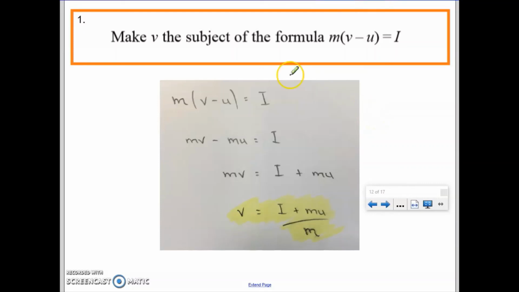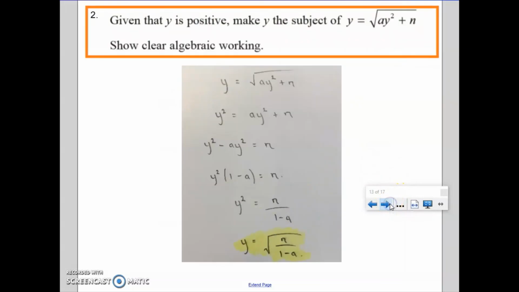Question 1 should look something like this. Starting with expanding the brackets, then I've added mu to both sides, then I've divided by m to isolate the v. Very well done if you were able to get that correct. Second question should look something like this.